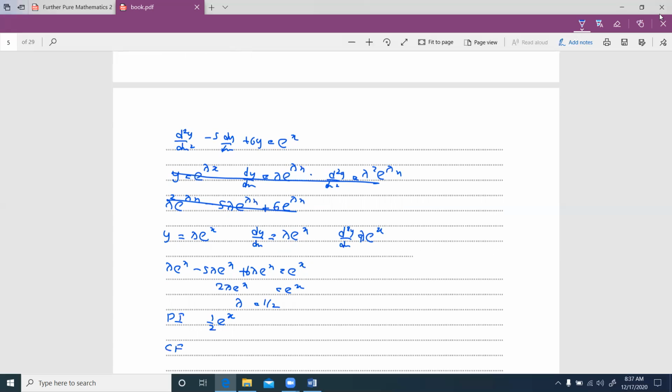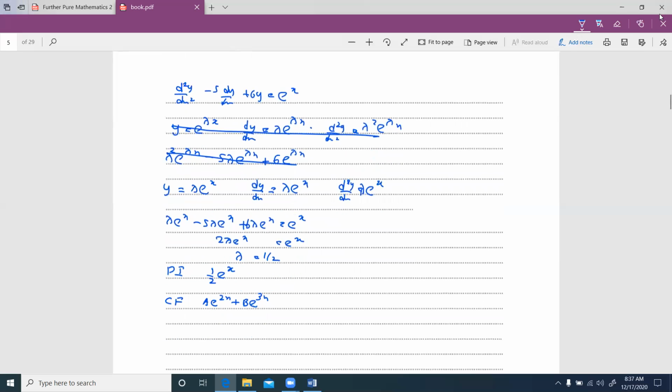Complementary function, we already got it. That is a e to the power 2x plus b e to the power 3x. Therefore, you can find the total solution. Total solution is y equals a e to the power 2x plus b e to the power 3x plus half e to the power x. That's the answer, and that's the way of doing this question.